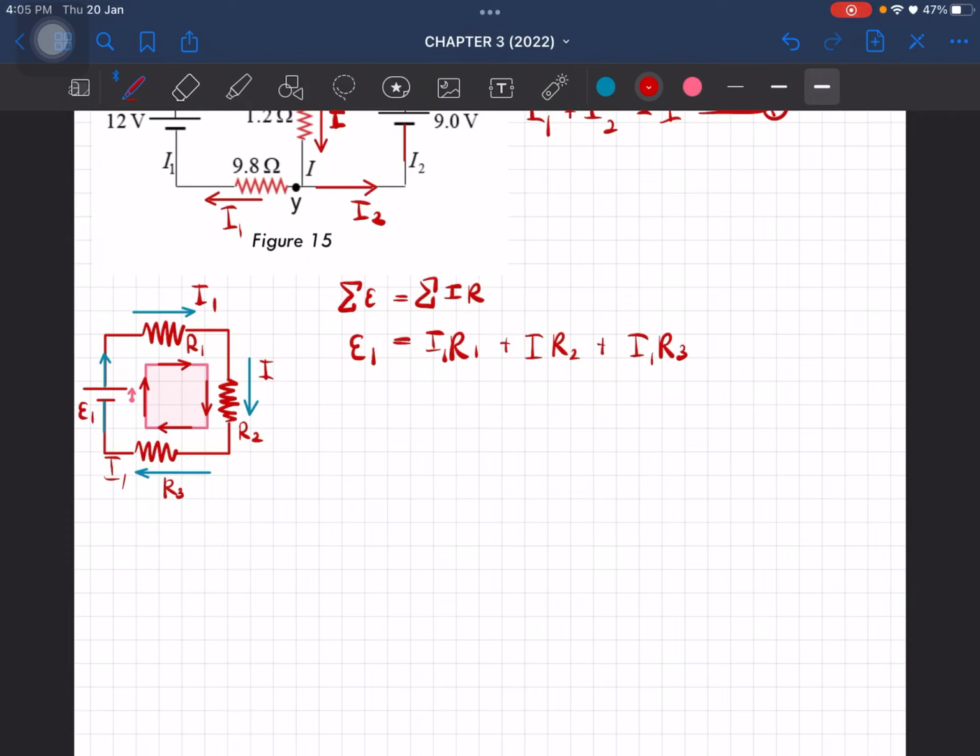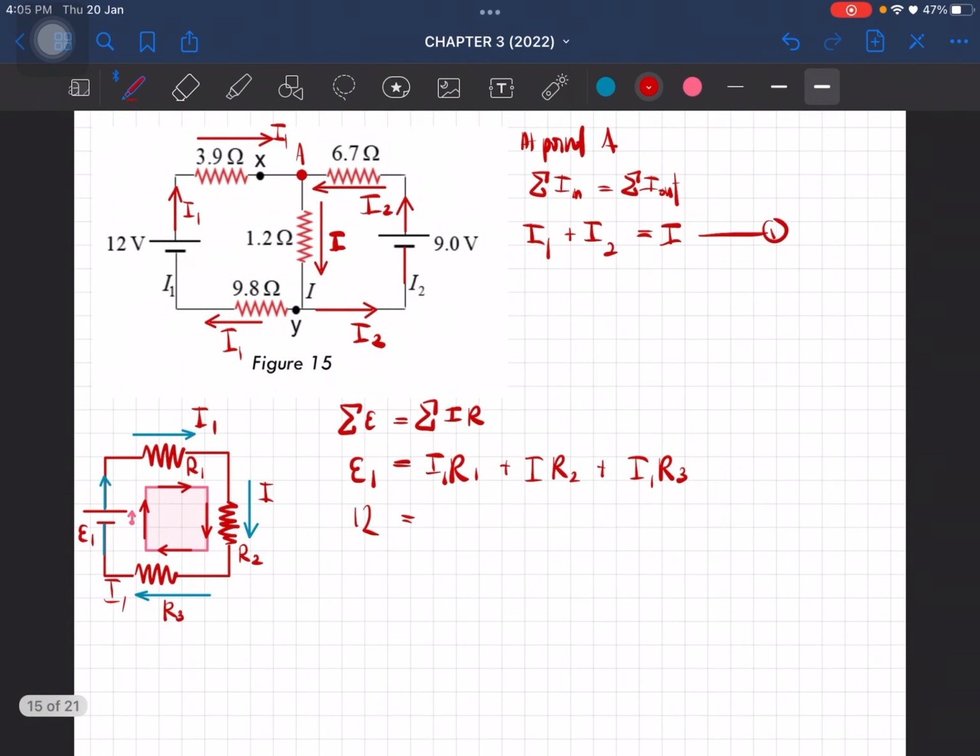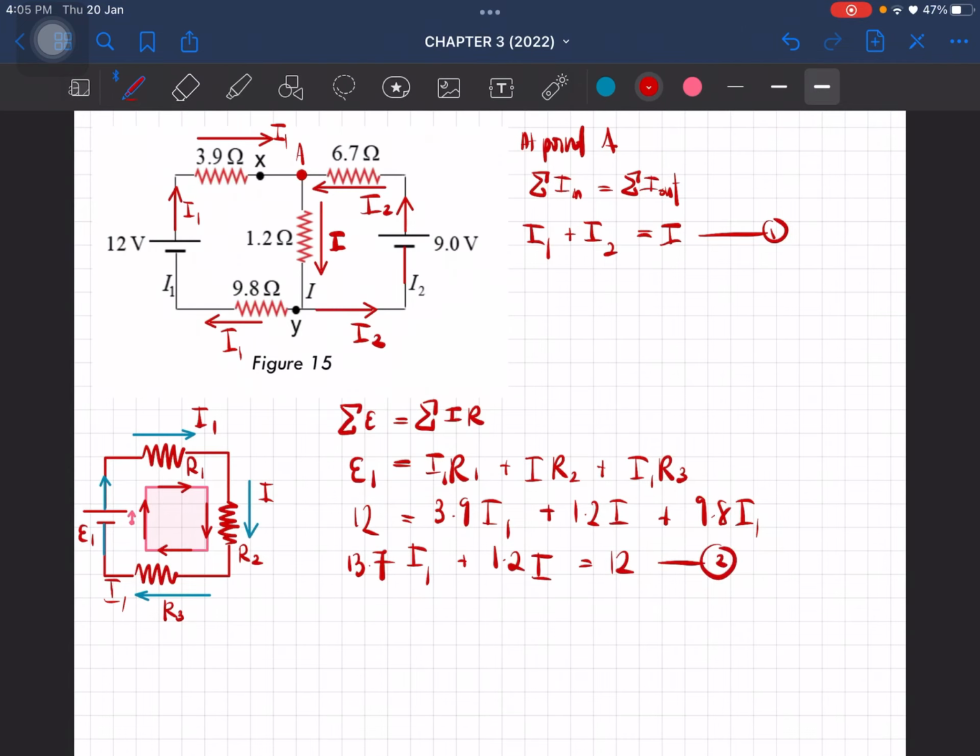I1R3. Okay, so from here, substitute 12 equals I1 times 3.9 I1 plus R2, which is 1.2I, plus R3, which is 9.8 I1. Okay, when you simplify it, you will get 13.7 I1 plus 1.2I equal to 12. So this is your equation number 2.